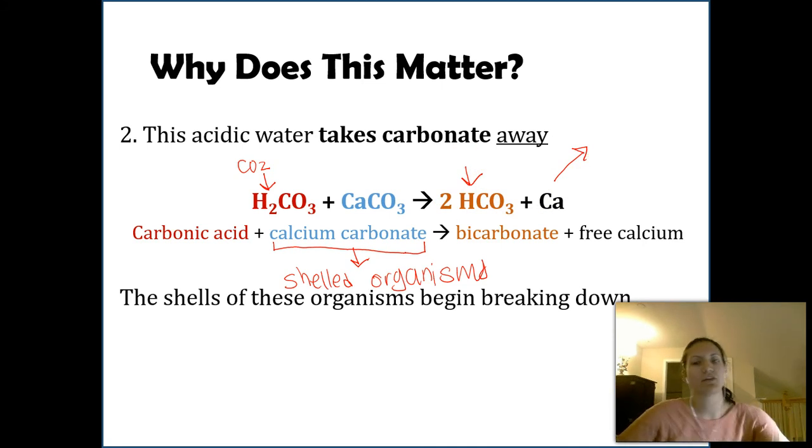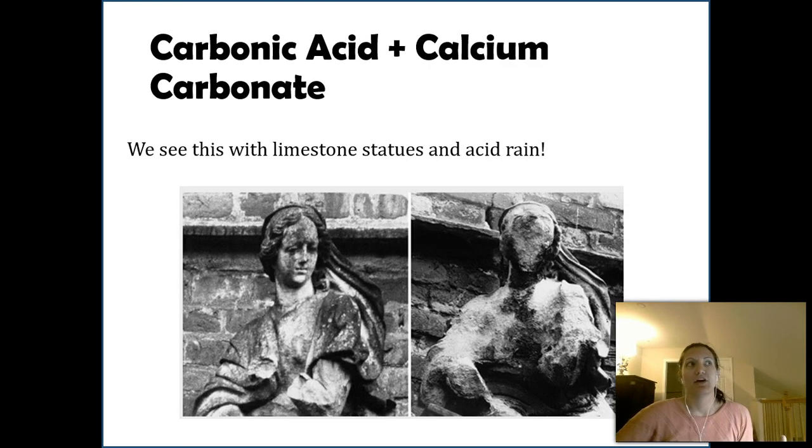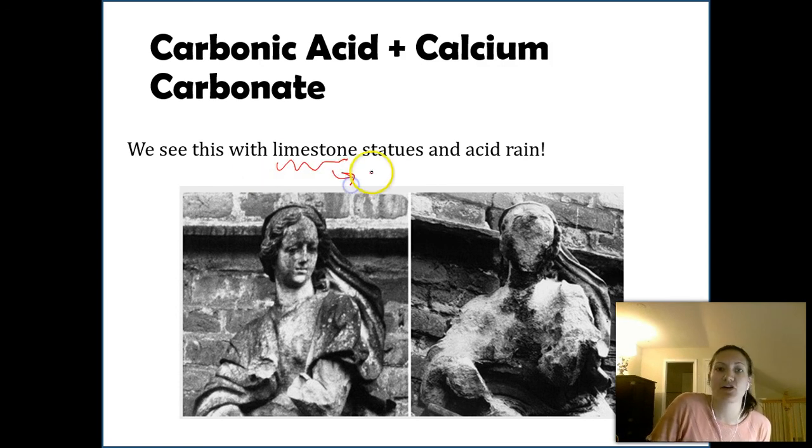So not only does carbonic acid take away carbonate that's in the water, it also takes away carbonate that's in shells that were already made. So what happens is those organisms start breaking down. You've actually seen this before. We'll talk about acid rain in our following lecture, but acid rain affects limestone statues. Limestone, which you may have used in a garden or in your yard, is calcium carbonate.